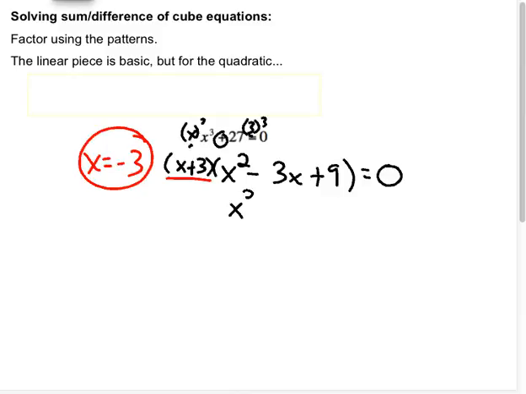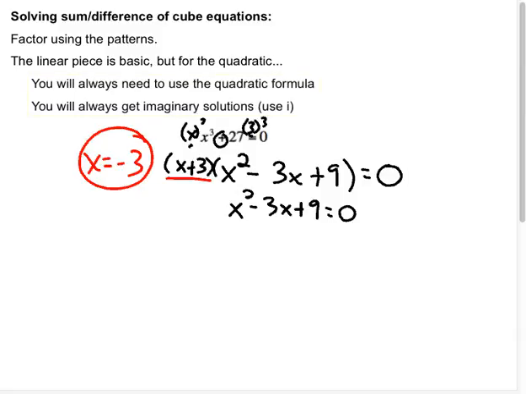What about this piece? That quadratic. What would make that quadratic 0? Well, we need to think about this. That actually doesn't factor, okay? There's nothing you can do to multiply to 9, add to negative 3. You can't solve by square rooting. So for the quadratic, you're actually always going to need the quadratic formula, okay? Always.